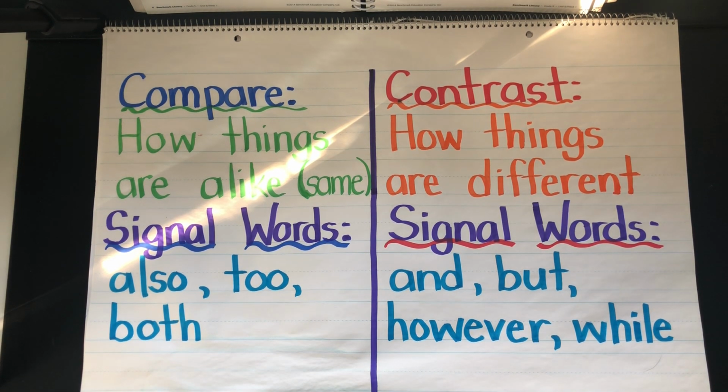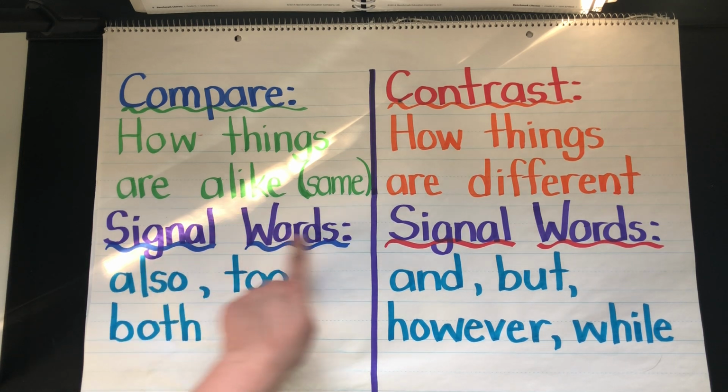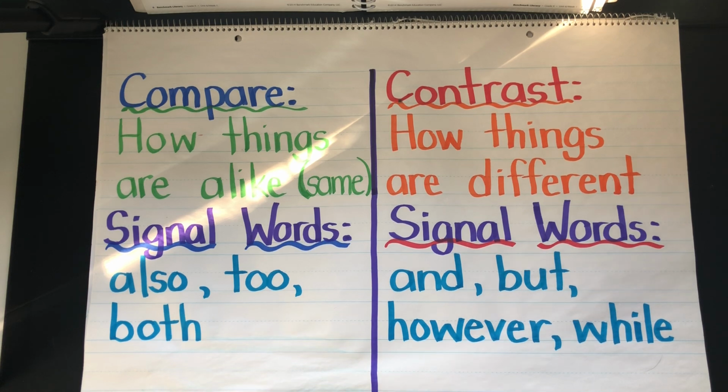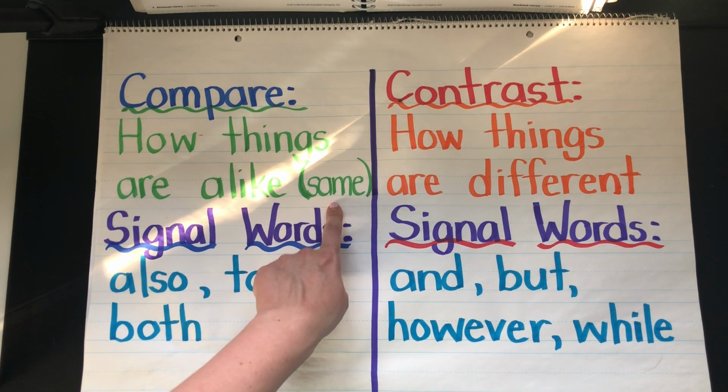Before we get started today, continuing on with our comparing and contrasting, I want to review with you what it means to compare and contrast and those signal words, because today our poster is going to have a lot more words on it and I want you to keep an eye out for these signal words. So let's review. What does it mean to compare? Very good. Compare means how are things alike? How are they the same?